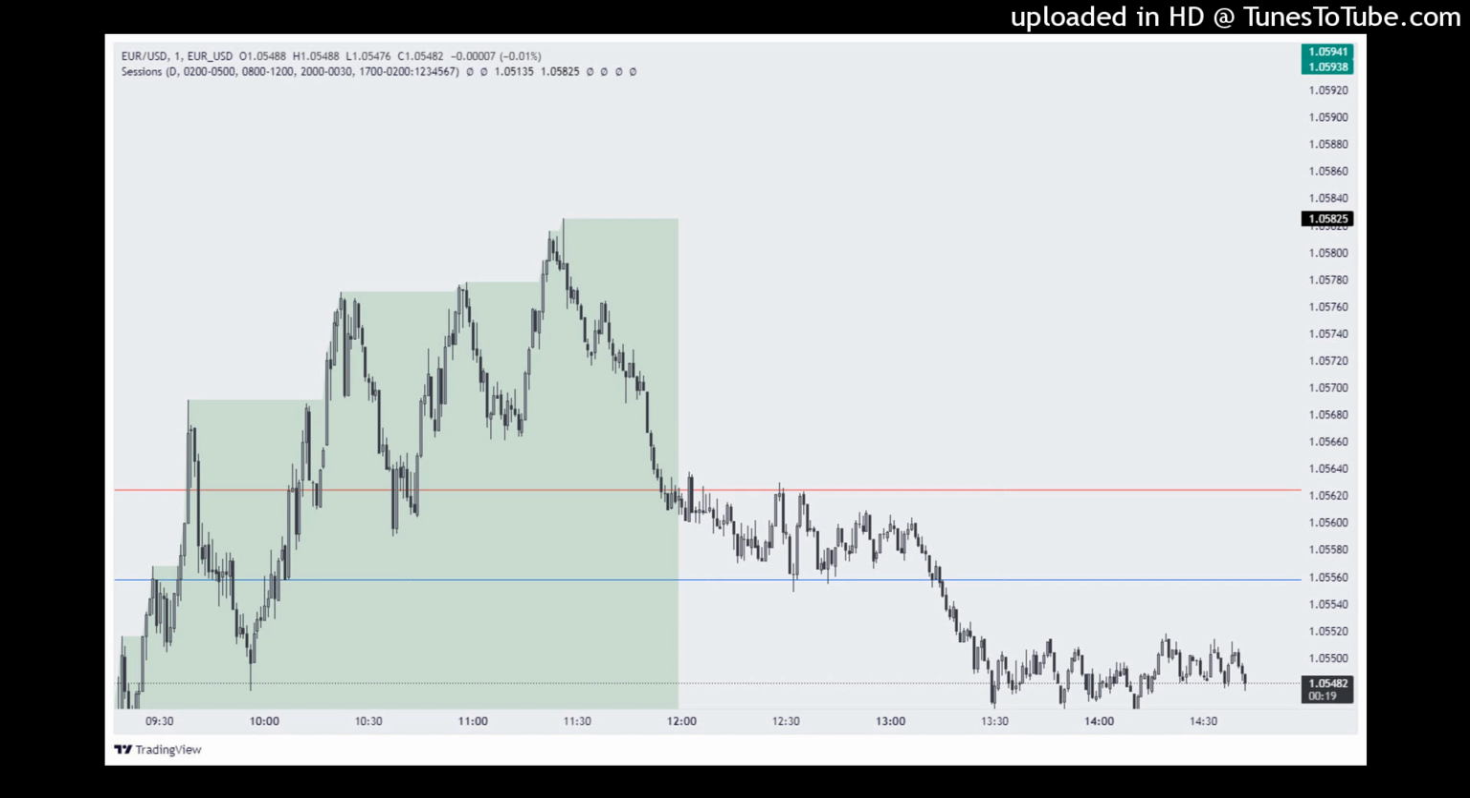Unless we already disrespect this daily value gap right there, and we do not create that, then the 4 hour could also be quite interesting. We'll see. We will see.